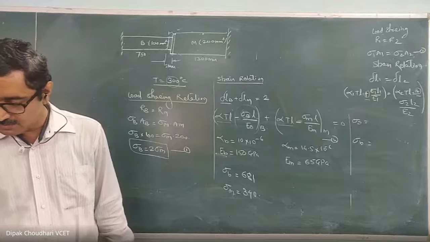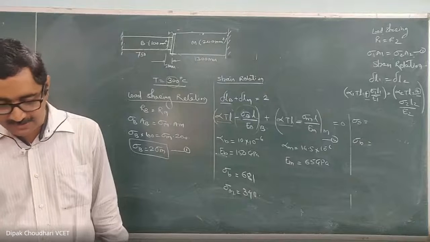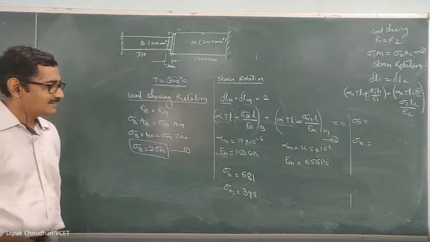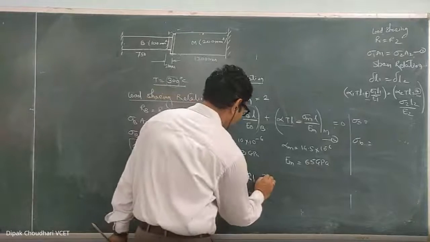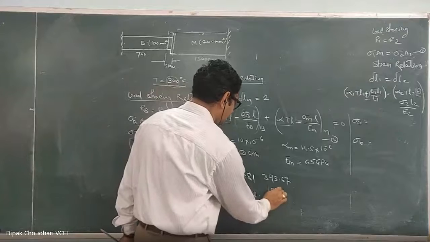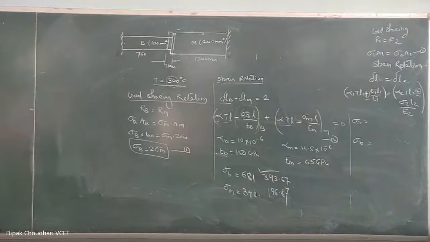Anybody else? Have you got the answer? Sir, sigma B is 3.01 Newton per mm square and sigma m equals 1.50. Sigma B is 393.67 and sigma M is 196.83. This answer is correct. Cross check, just put the value and get the answer.